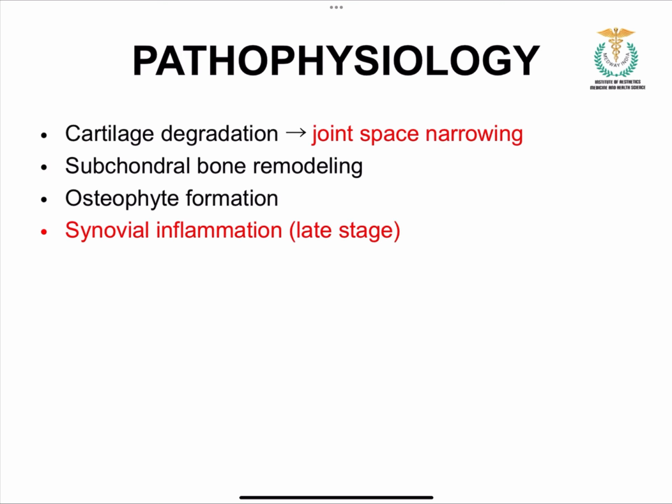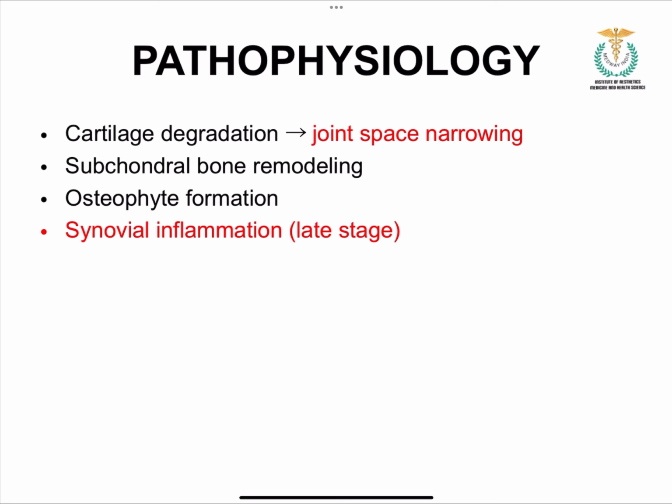Next is the pathophysiology. As I've already mentioned in the previous slides, it is an articular cartilage breakdown. Because of the cartilage breakdown, there can be joint space narrowing. The subchondral bone becomes denser and forms cysts there. Osteophytes will develop to stabilize the joint but lead to pain and stiffness. Synovitis also occurs later due to the cartilage debris. So it is mainly caused by the cartilage breakdown.